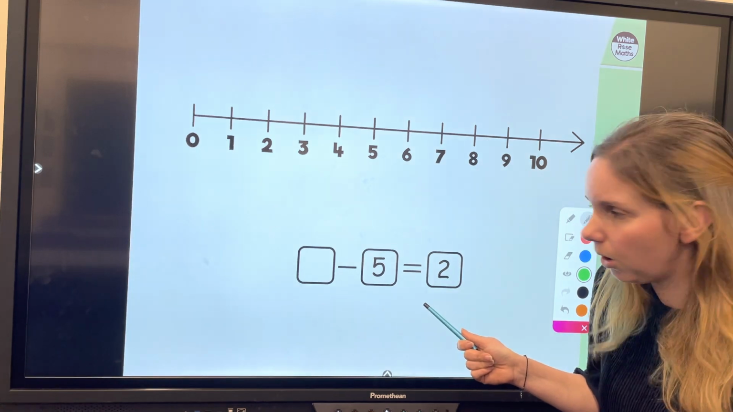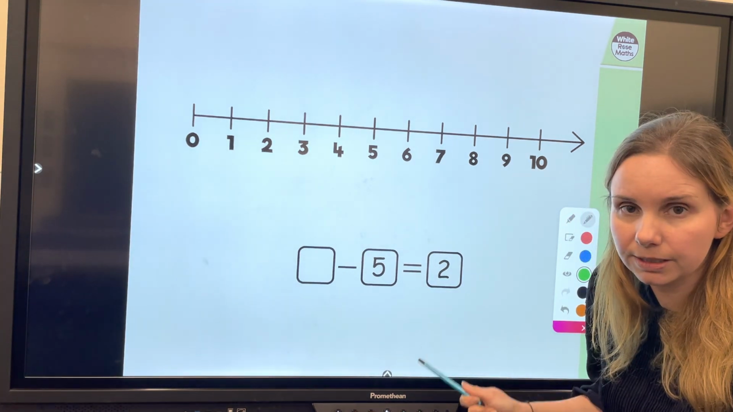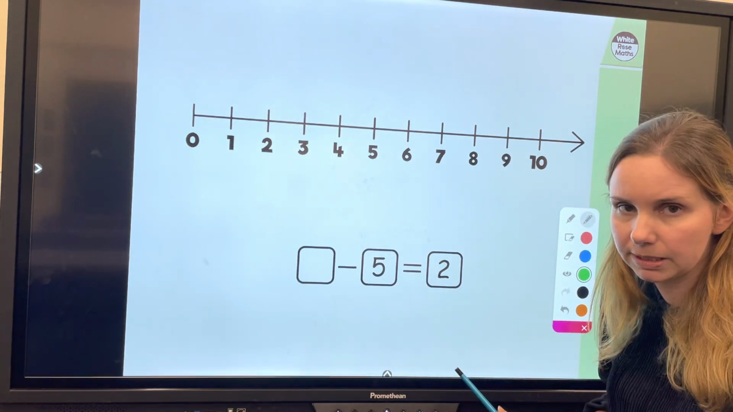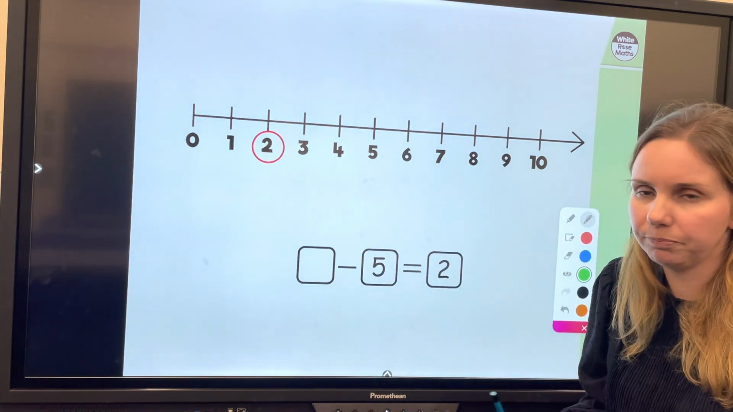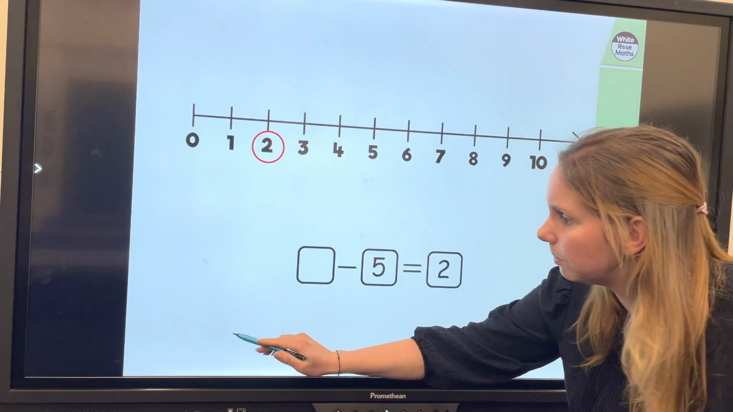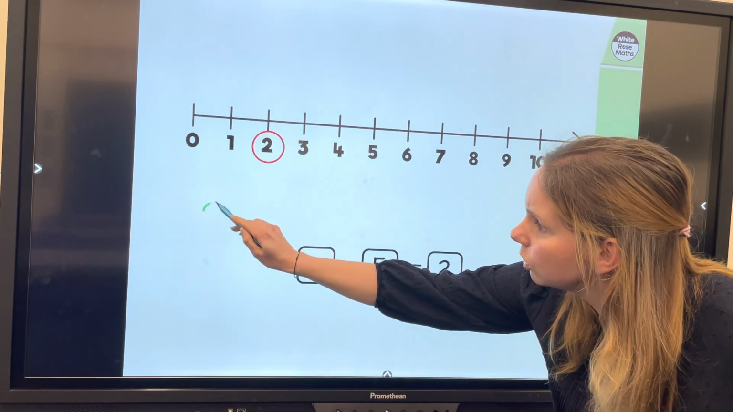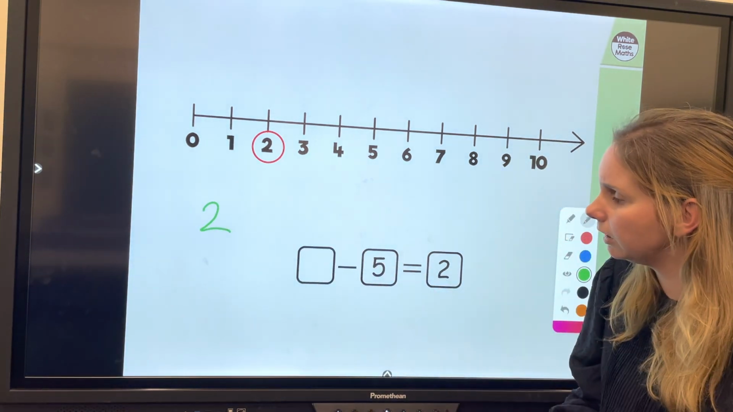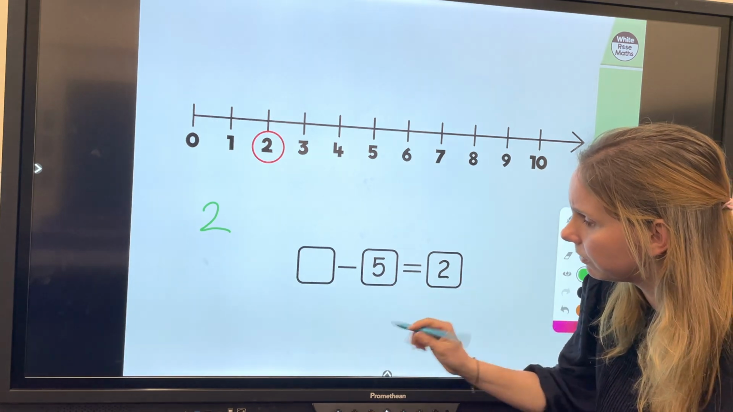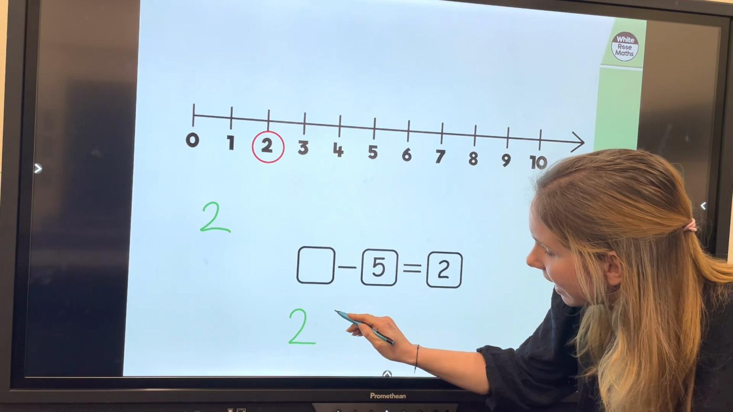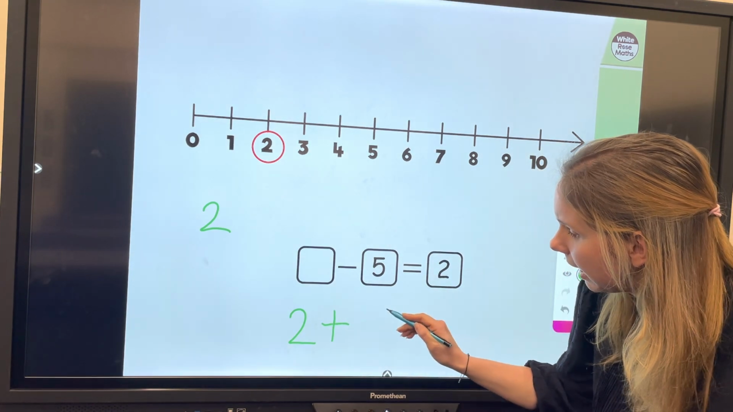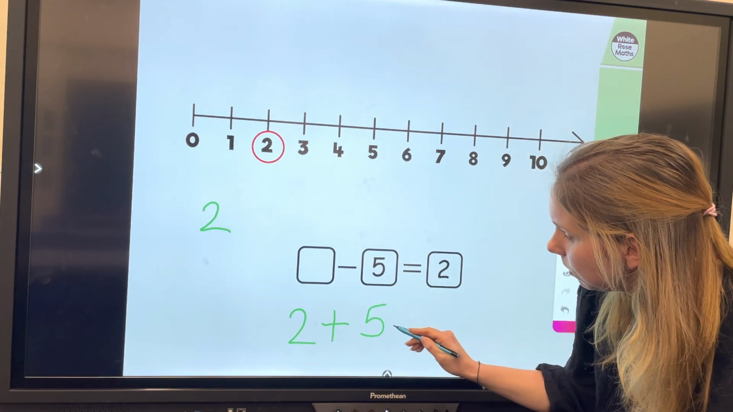So do you know what? We're going to do the inverse, and the inverse means the opposite. So we're going to start at the number 2. And you might draw this, if you don't have a number line at home, you might draw 2. And you know, we're going to take away 5, but if I'm doing the inverse, I'm going to write 2, add, the opposite of taking away is add, 5 equals.